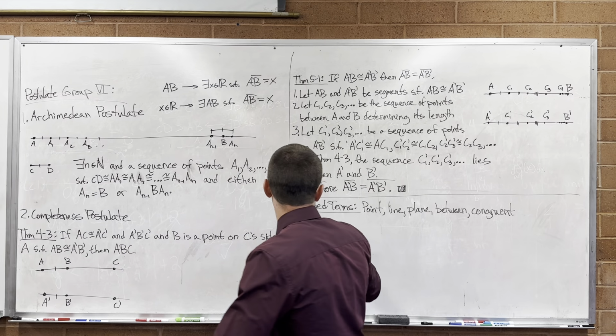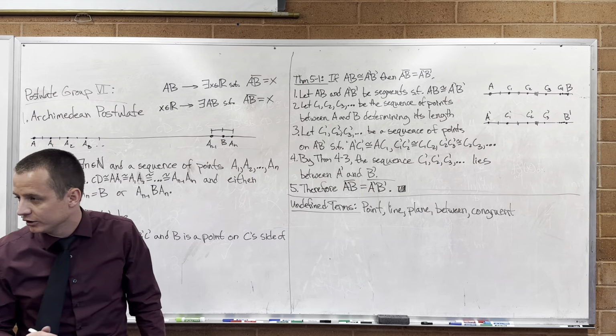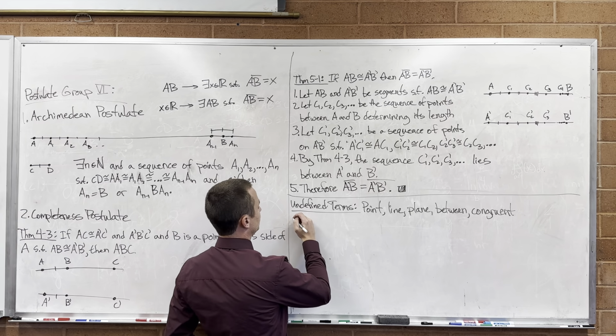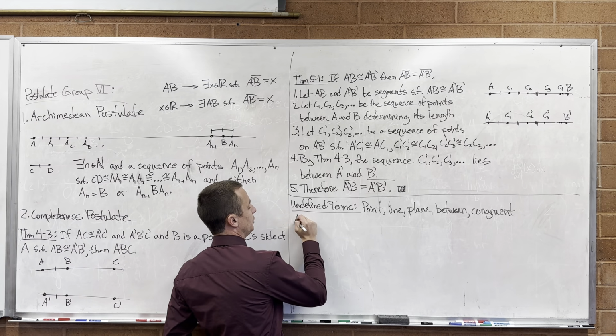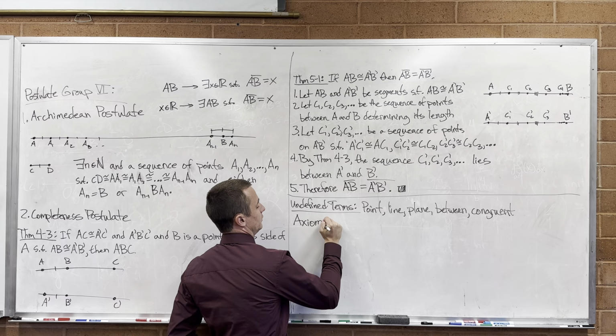What's the second part of an axiomatic system? We have undefined terms, theorems, and then we have axioms or postulates. Typically we say axioms, in geometry we say postulates.